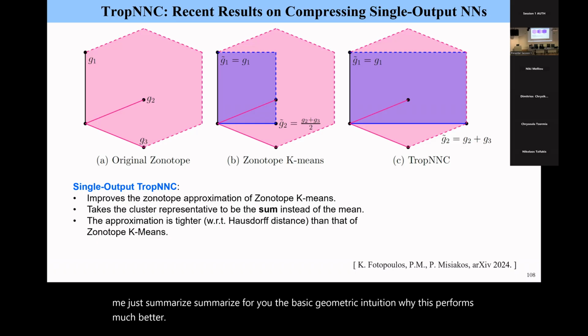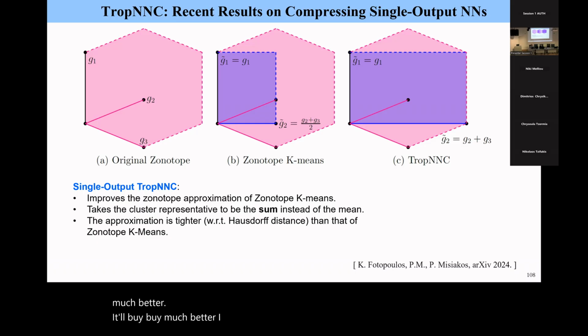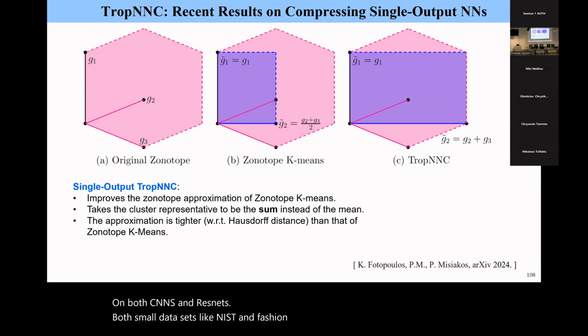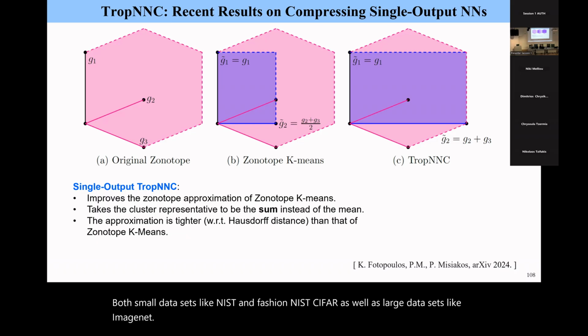And by much better, I mean it has outperformed state-of-the-art baselines on both CNNs and ResNets, both small data sets like MNIST, Fashion MNIST, CIFAR, as well as large data sets like ImageNet. Well, let me explain geometrically the main idea.